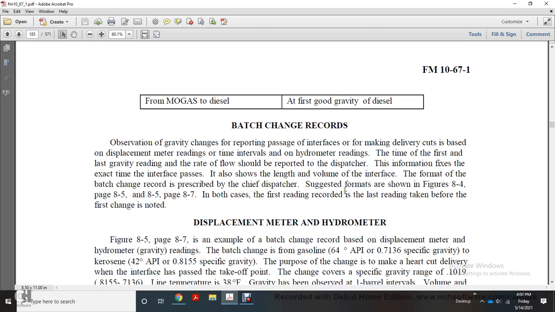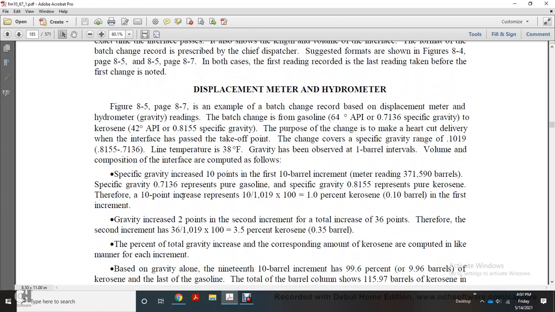In both cases, the first reading is recorded, and the last reading taken before the first change is noted. Figures 8.5 and 8.7 are examples of a batch change record with displacement meter and hydrometer readings.